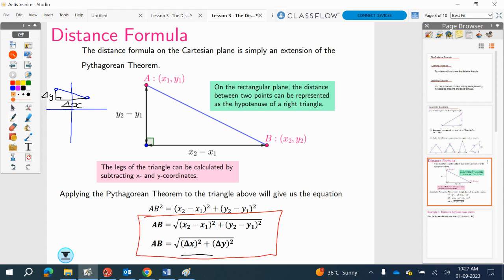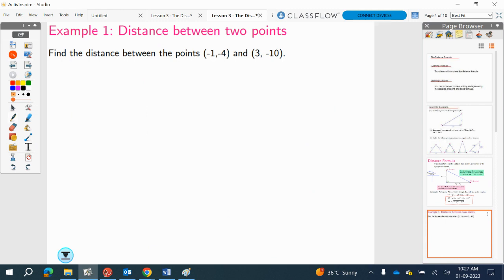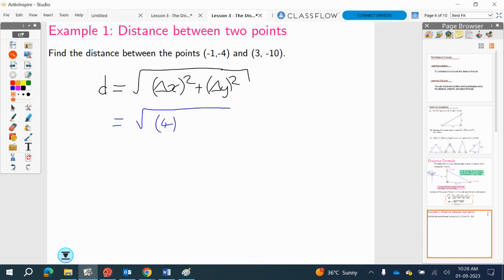Let's use it in a basic question to see how it works. So what we need to do is we need to find the distance between these 2 points. So the distance is going to be given by the distance formula. Just write the formula up. The distance is equal to the square root of the change in x squared plus the change in y squared. What's the change in x here on these ones? 4. So we need the square root of 4 squared.